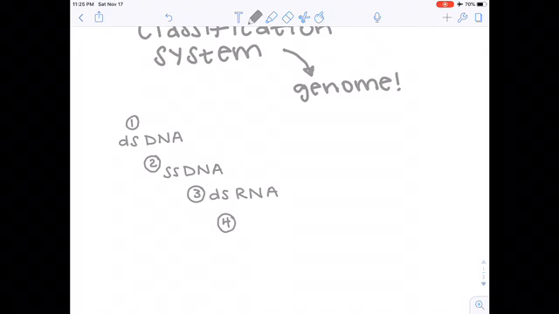Here's something that you probably haven't seen before. There is a positive sense RNA and a negative sense RNA. They're both single-stranded, but we put them in different categories. 5 is negative sense single-stranded RNA.